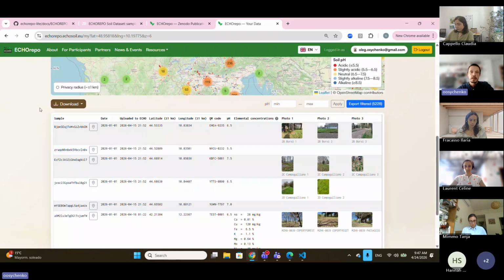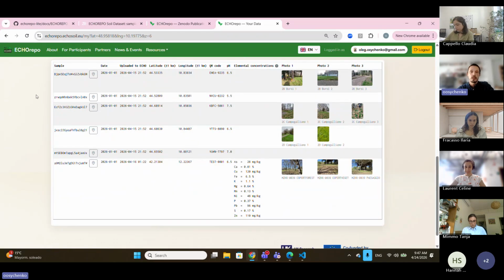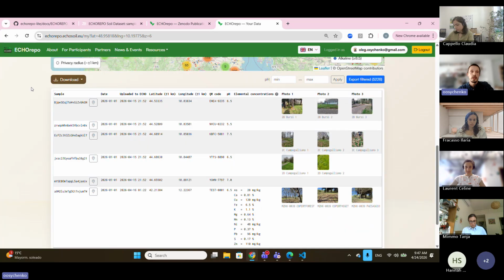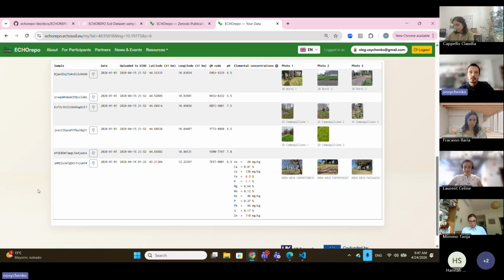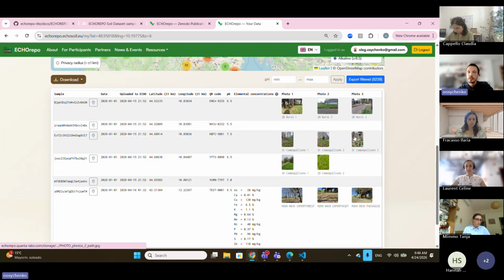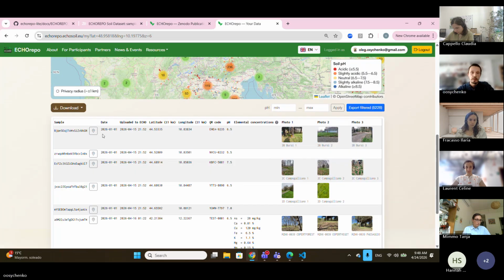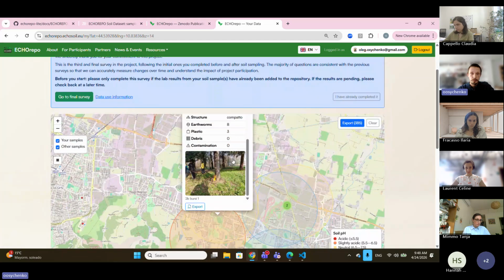And beneath the map, we can take a look at the samples assigned to us. These are actually not real data, but some test samples. And you can see, for example, one of the samples has the elemental concentration information and also the images. You may consult the images assigned to these samples, and you also can take a look at each sample separately.